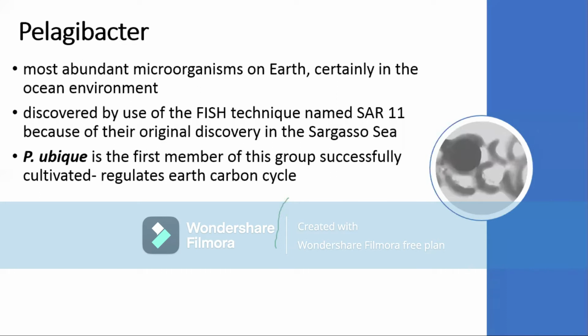This is the candidate that can be successfully cultivated in the lab, right? If one of the members is discovered, it doesn't mean that it can be cultivated, right? That's why it was discovered by the use of this fluorescent in situ hybridization technique.